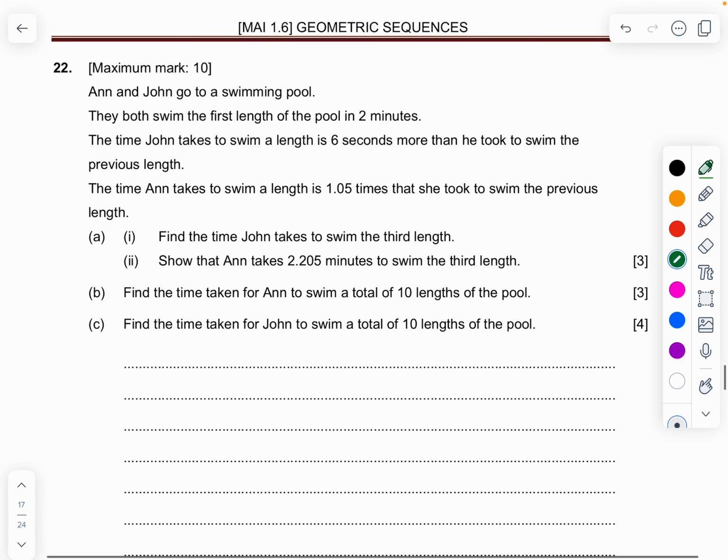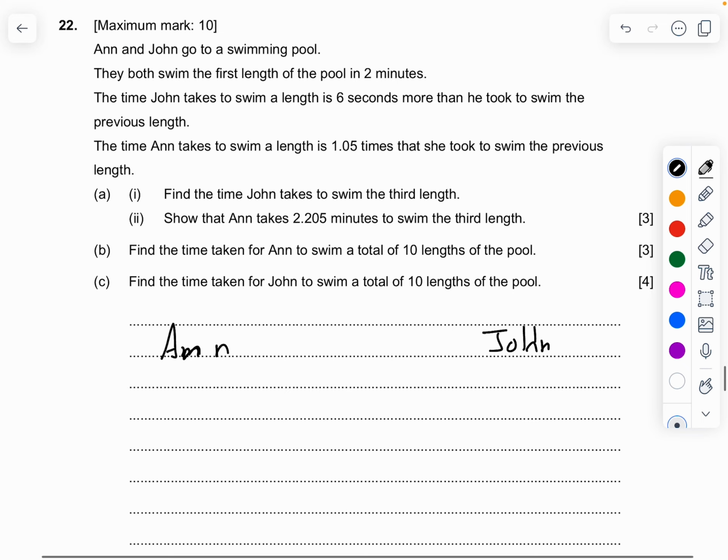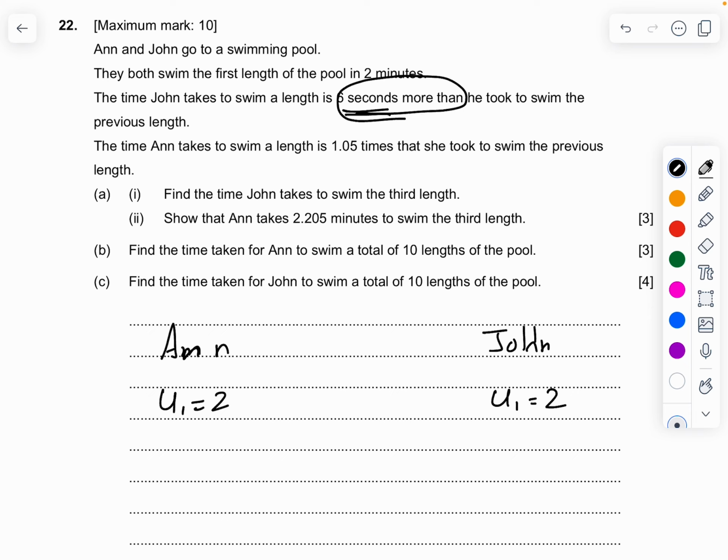Question number 22. Anne and John both swim the first length in 2 minutes, so U1 is 2. John takes 6 seconds more for each following length, so it is an arithmetic progression. Whereas Anne takes 1.05 times what she took to swim the previous one, so this is a geometric progression.